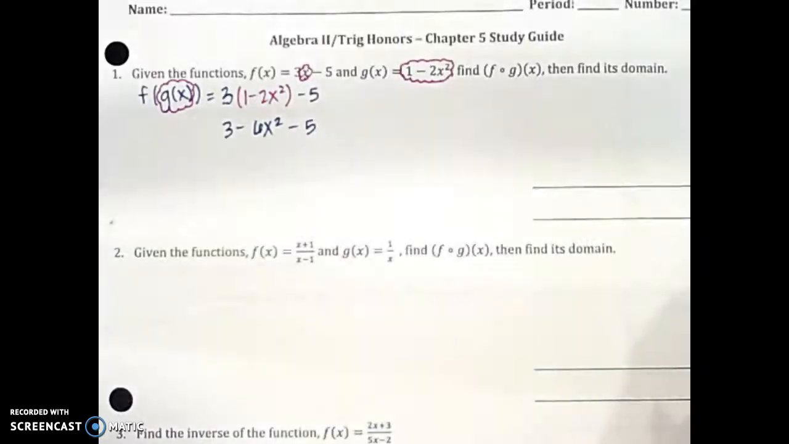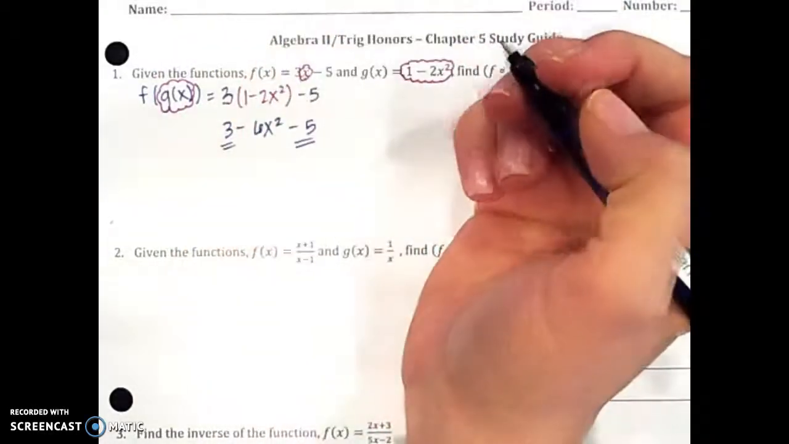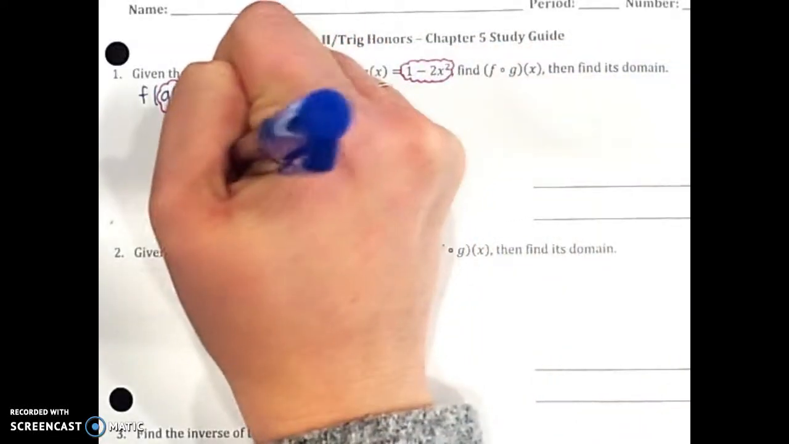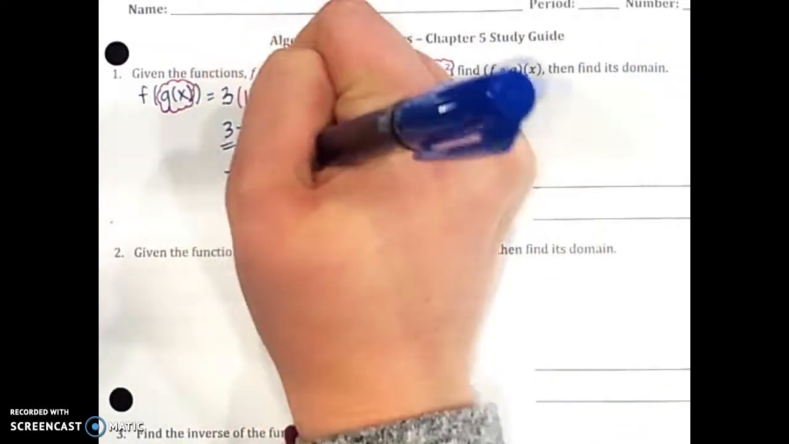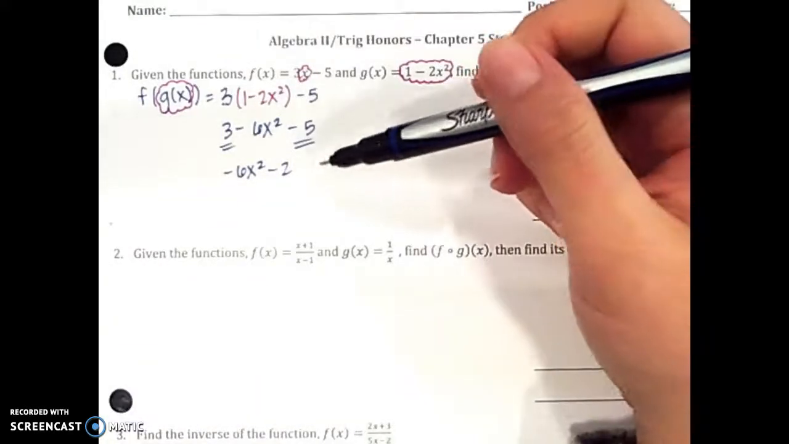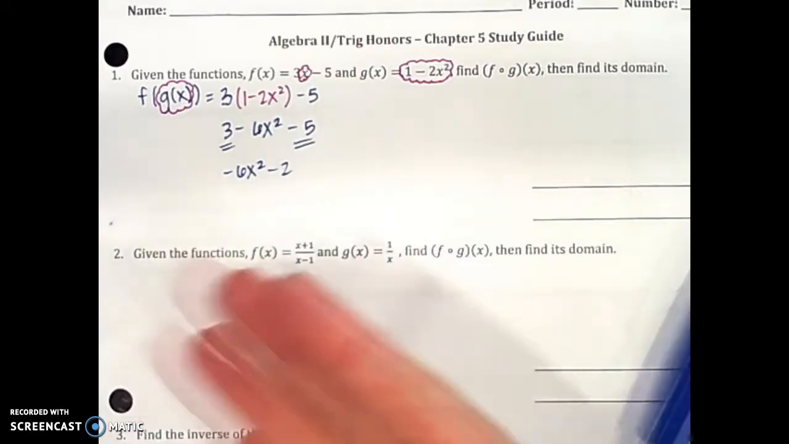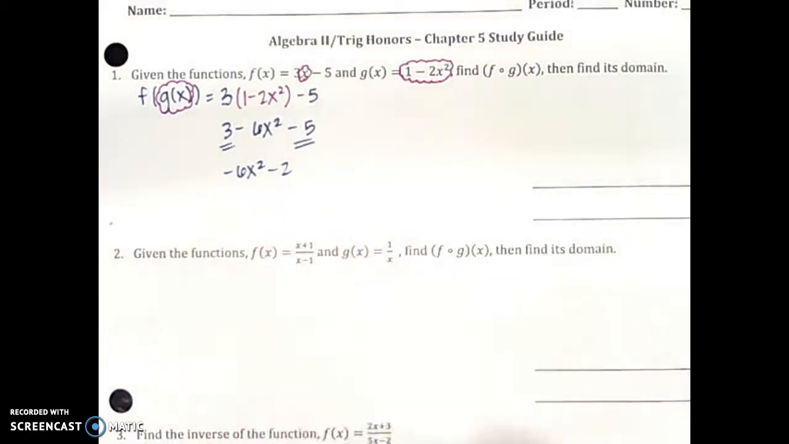I'm going to combine my like terms, so 3 and negative 5. So combined and simplified would be negative 6x squared minus 2. Now at this point, this is all you are doing. You are just finding this new function. You're not solving for anything. You are not factoring. You are essentially just getting the function as simplified as possible after you plugged it in.